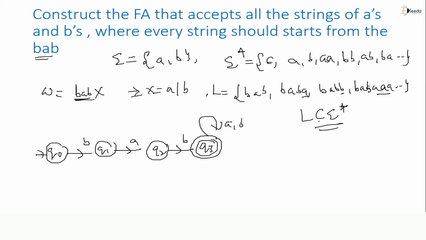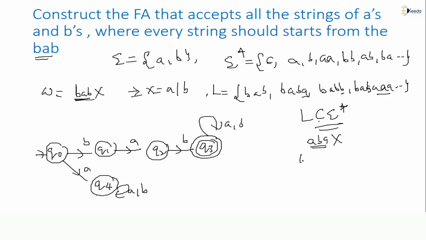Yes, A comma B, I should write like this. But does the language contain strings that start with A? No, we don't have that. So I must control it here. Q naught on A, I should make it Q4 as a rejecting state. After A, any number of A's and B's comes, that must be rejected.